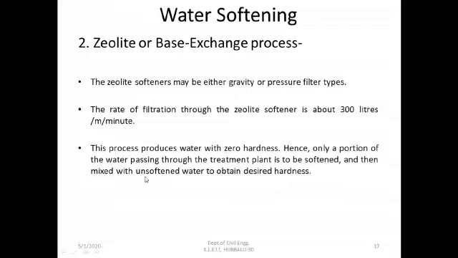And hence only a portion of the water passing through the treatment plant is to be softened and then mixed with unsoftened water to obtain desired hardness. Otherwise, what happens? We'll be getting zero hard water, which is not desirable if it is to be used for the public supplies.